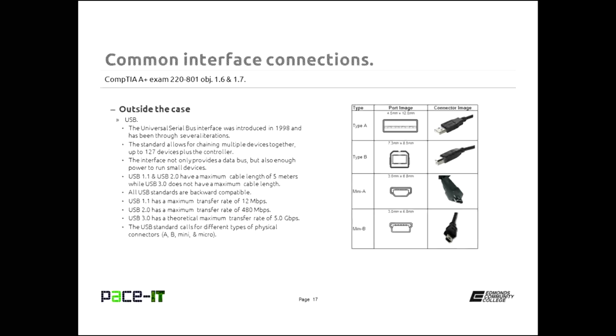Now, the USB standard does call for different types of physical connectors. There's the type A, and that's the top one on that list there. And that is the one that most of us are familiar with, and that is the one that supplies power to small devices if they require it. Then there's the type B, which you will find on a lot of USB cables that connect to things like printers. And then there are the mini A and the mini B. But it does call for different connectors.